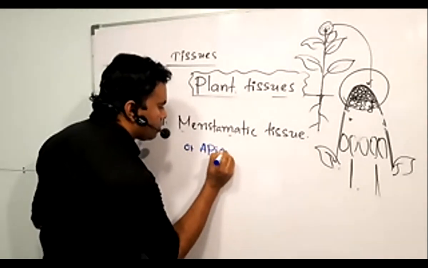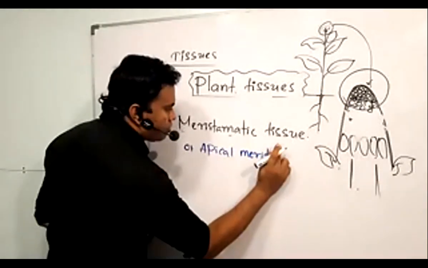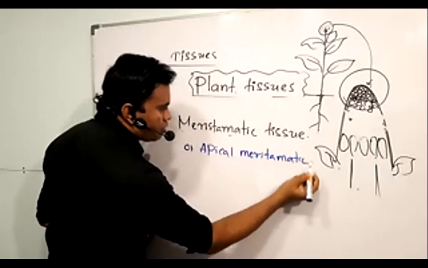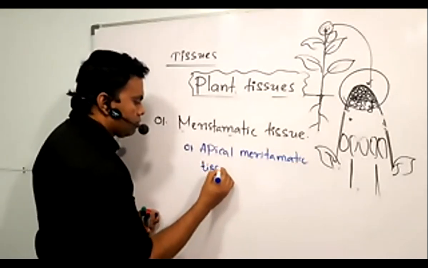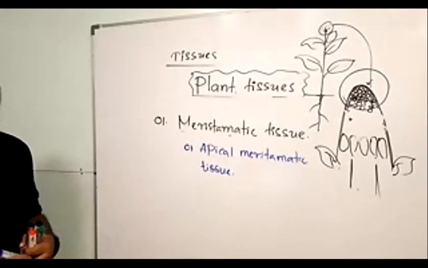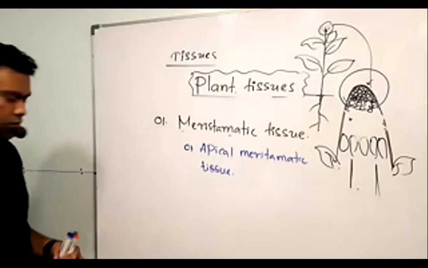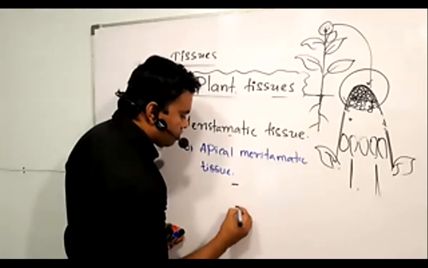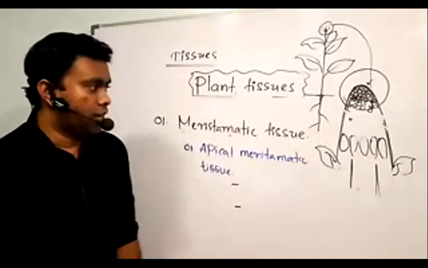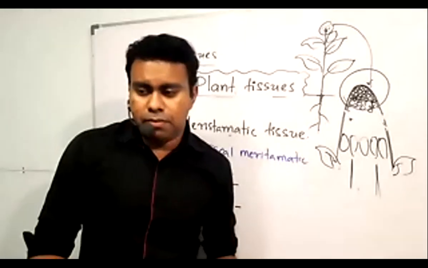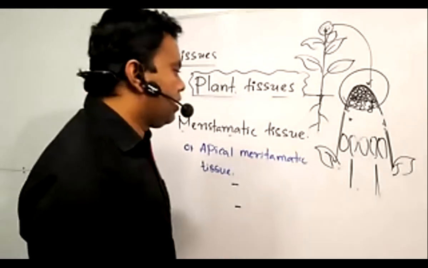apical meristematic tissue. Apical meristematic tissue. It's of two types. Okay, it's of two types. Shoot apical meristematic tissue. Shoot apical meristematic tissue.